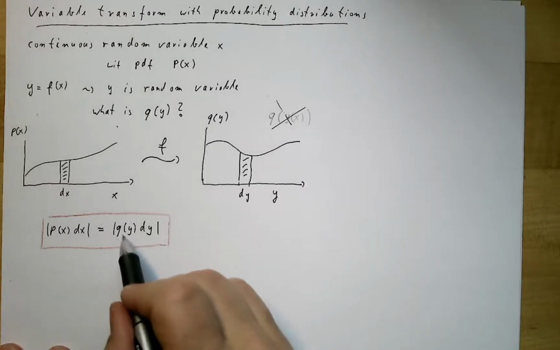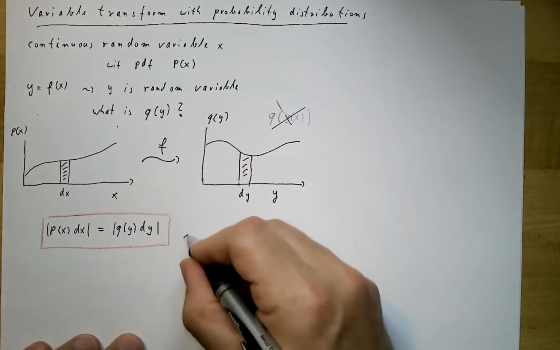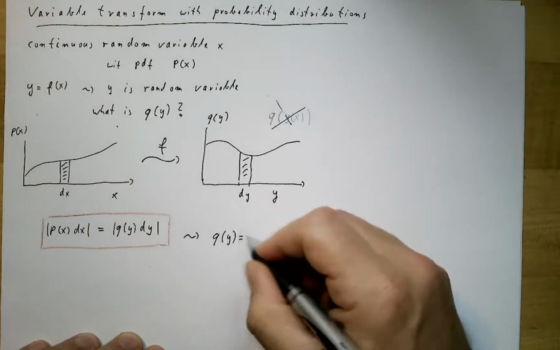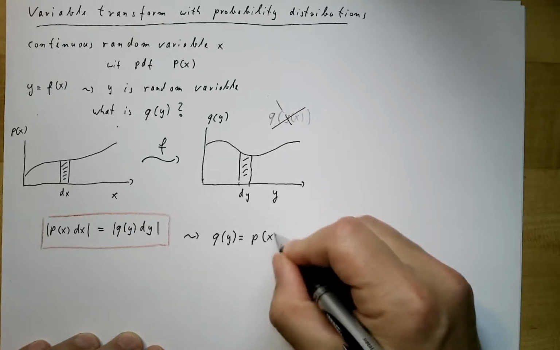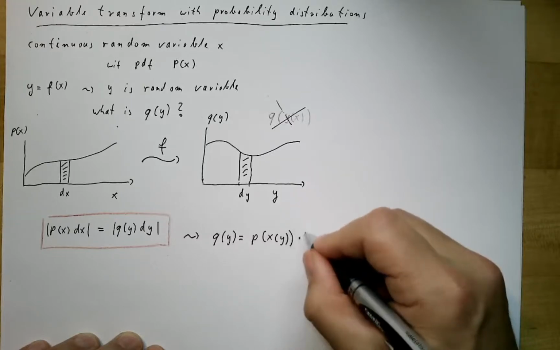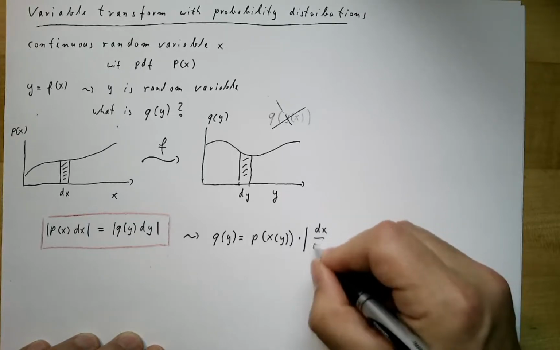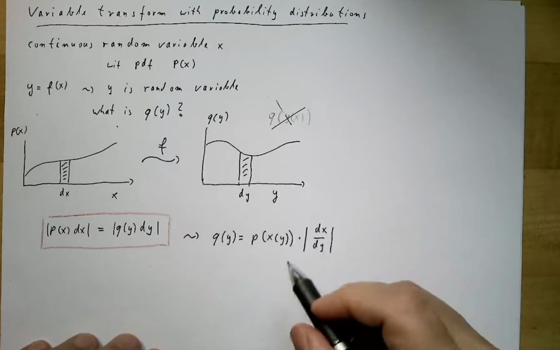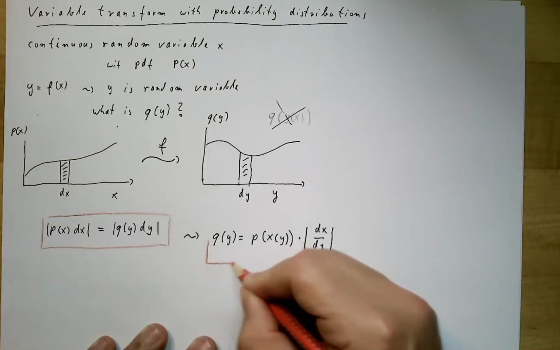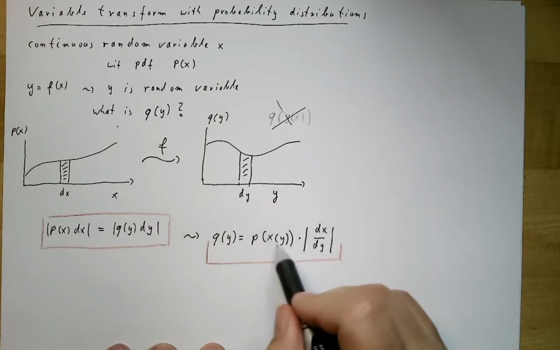For example, now we can solve for this q of y, and then we obtain our formula: q of y equals p of x of y times the absolute value again of the derivative dx over dy. But this formula works only if we can calculate this x of y.